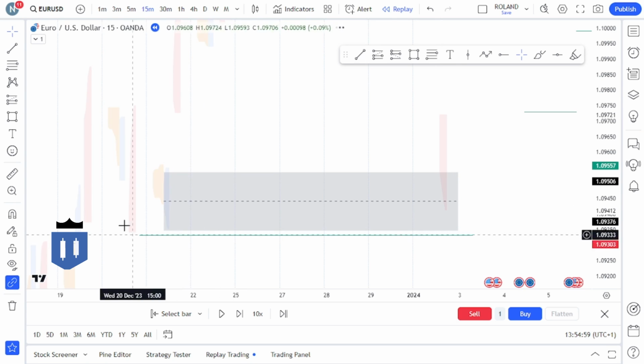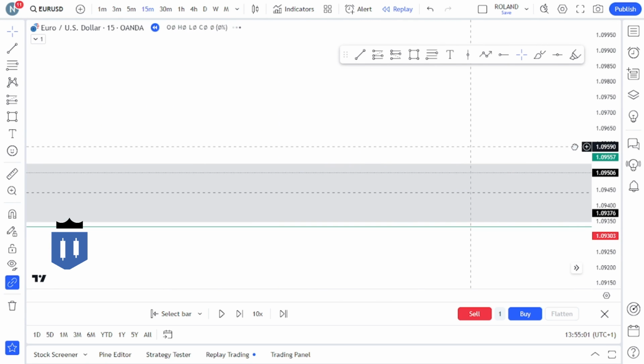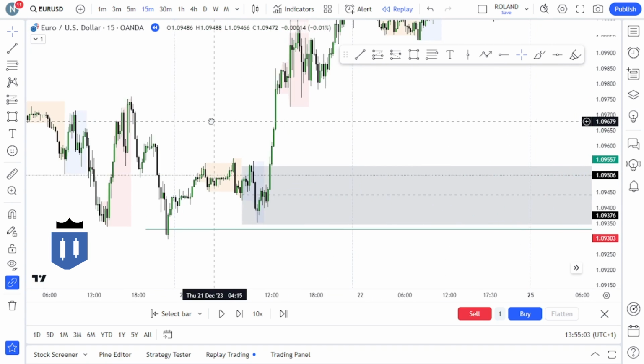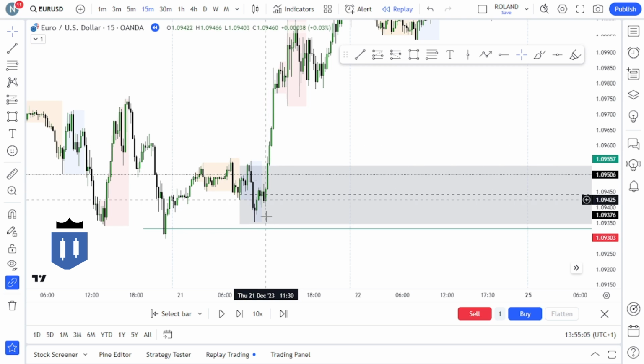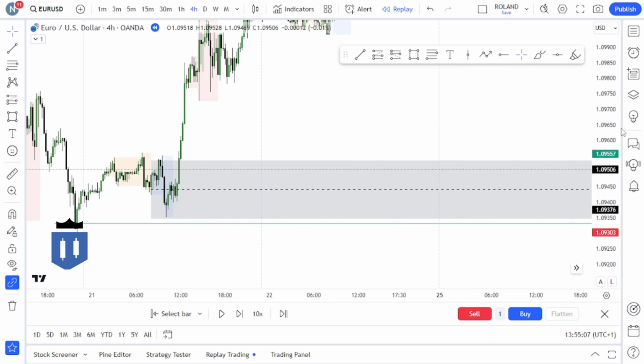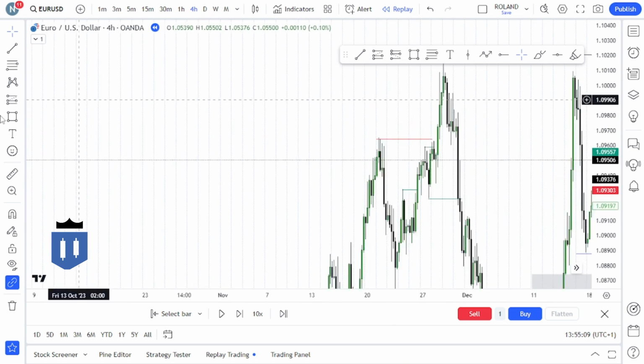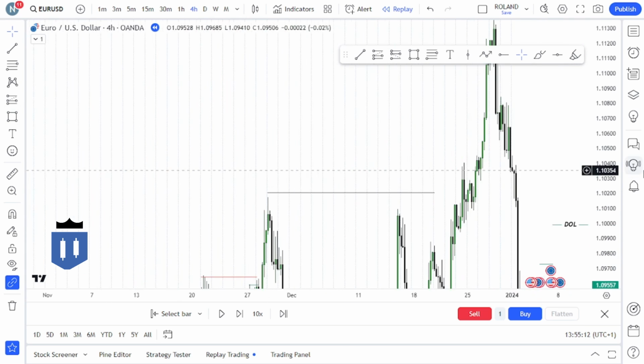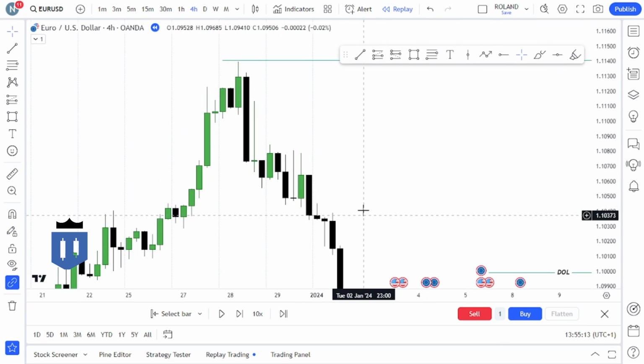As you can see, the 15 minutes, let's see if the 15 minutes also supports that area. And as you see, the 15 also supports that area, so it means the market will draw to that point. So that's exactly how you know your draw is going to be lower.